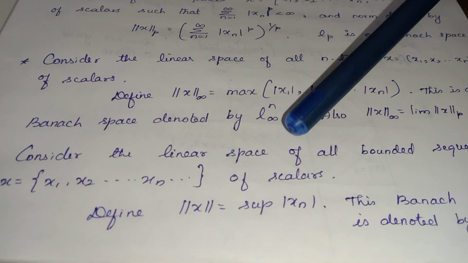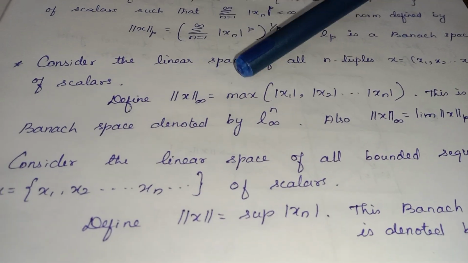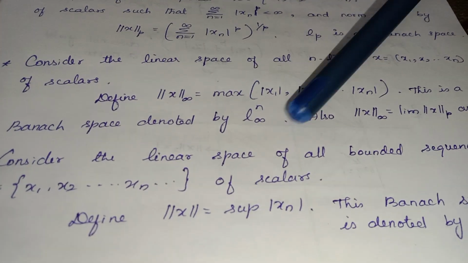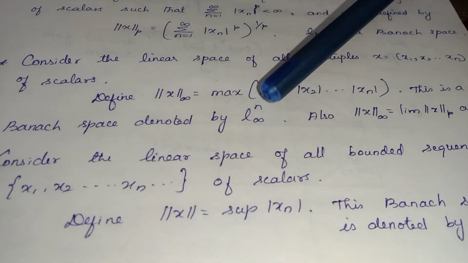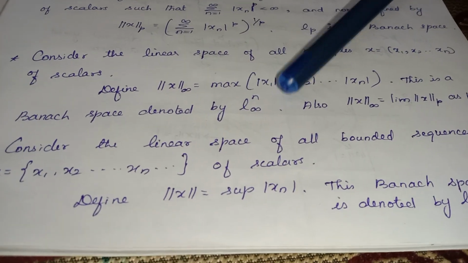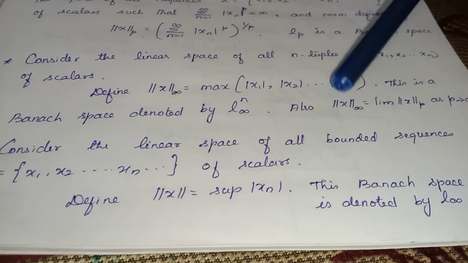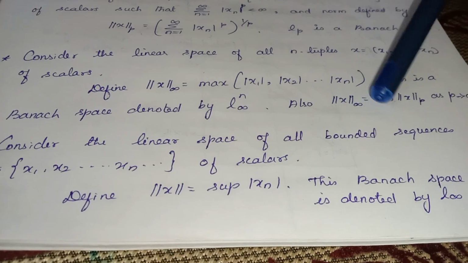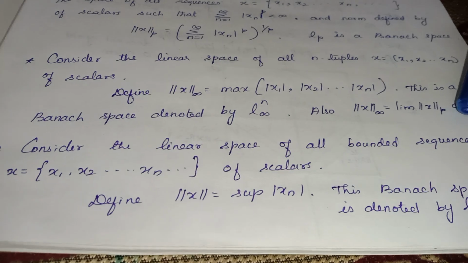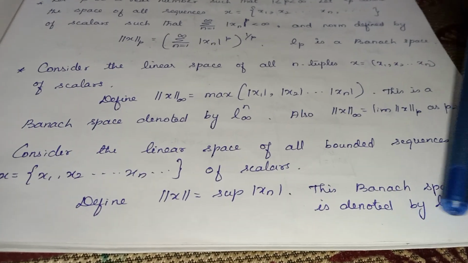And how will you denote it? L infinity n. Why do you put infinity here? Because you are taking the maximum value. No root is taken here, so it is L infinity, and here n because you are talking about n tuples, so L infinity n. This is also a Banach space, right? And this can be written as norm x infinity is equal to the limit of norm xp as p tends to infinity. Then another one is the L infinity space.